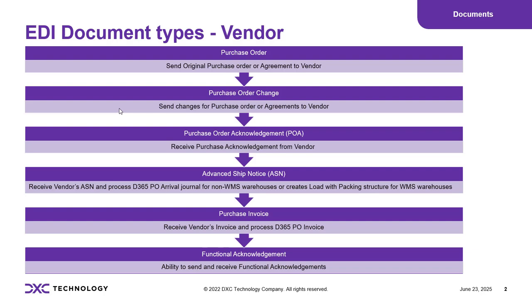The vendor module also contains the following optional inbound documents: the POA, ASN, and the purchase invoice. Purchase order acknowledgement acknowledges quantity, pricing, delivery dates, etc. The advance ship notice receives the delivery note details from the vendor, which creates an arrival journal or product receipt for non-advanced warehouses and a load with packing structure for advanced warehouses. The purchase invoice receives and posts the invoice from the vendor. The functional acknowledgement is similar to a read receipt, only acknowledging the receipt of a file.